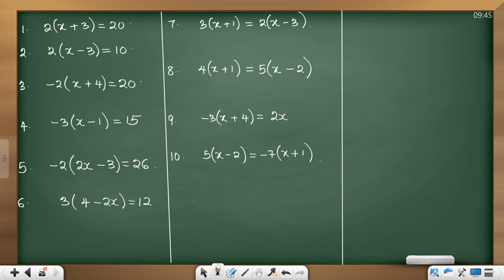Okay, promise 10 questions. I feel like writing more, but we would stop there and we would mark this in our next session. Thank you very much. Pause the video, write the questions down, and then solve the questions, find the values of the variables. We will deal with that in the next question.